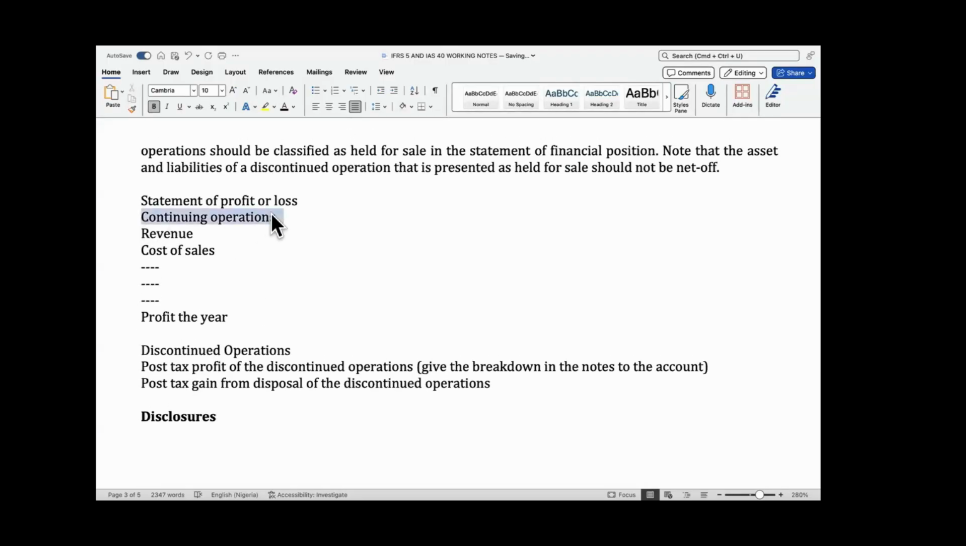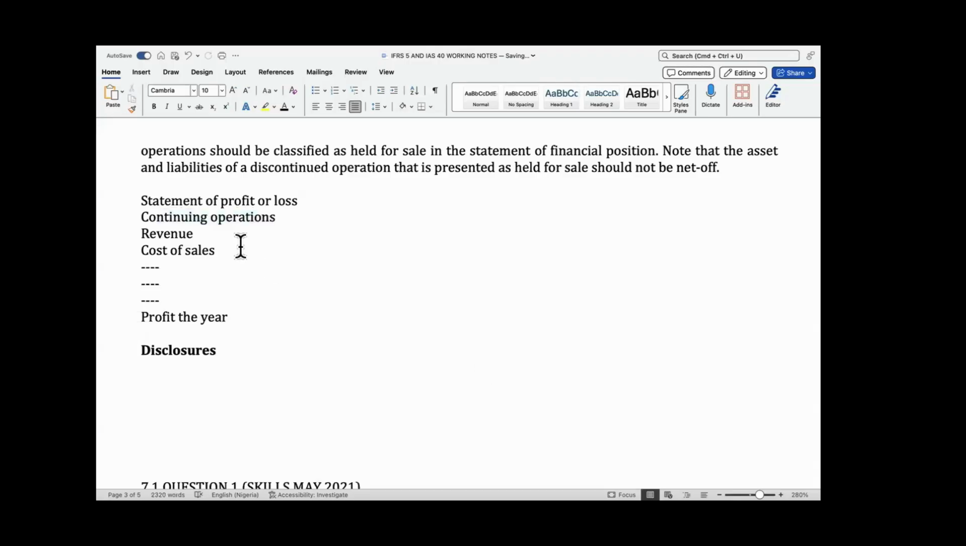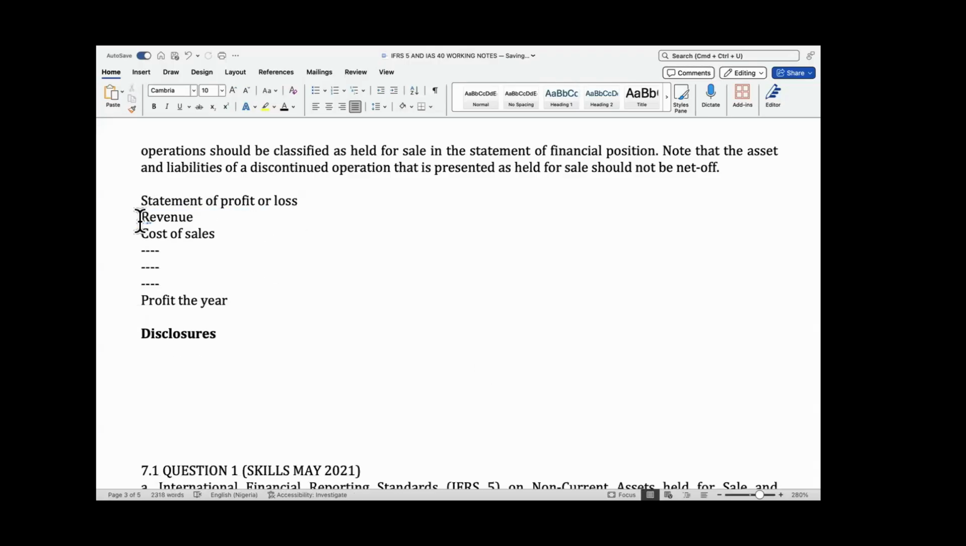Oh, this is your normal operations, your other segments that are still in operation. If not that you had a component of your entity that you want to sell, this one will not have been there at all. In fact, you don't even need to put discontinued there. You will have just prepared your statement of profit or loss normally.